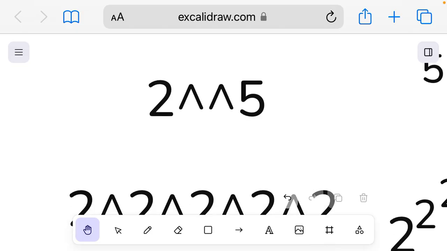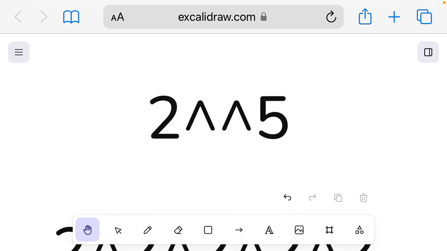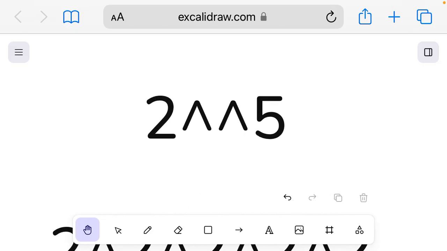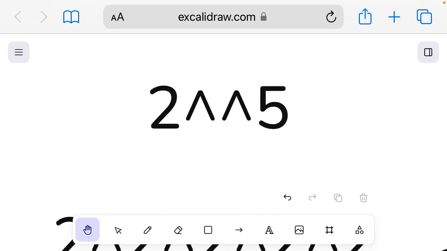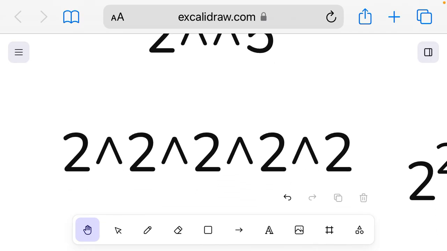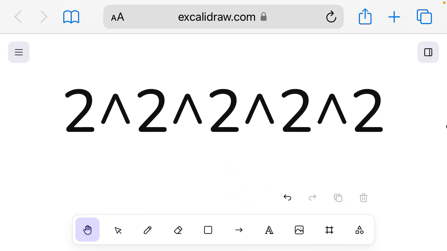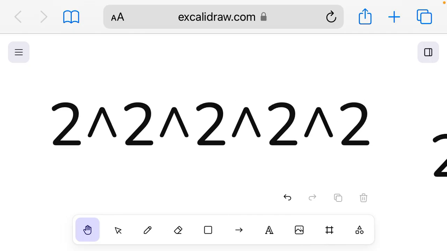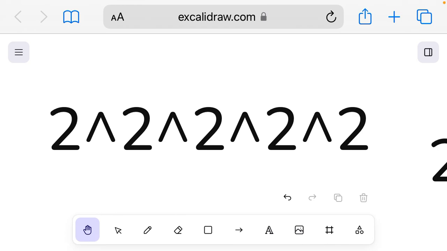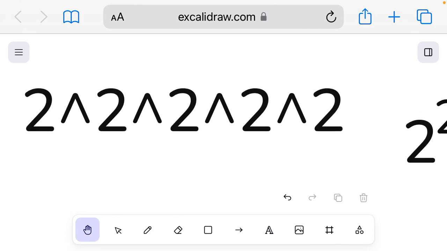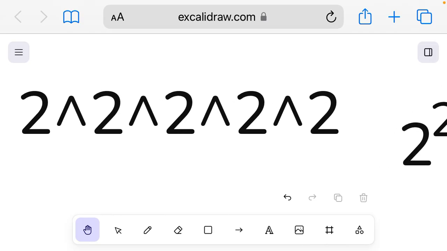But anyway, if you want to write it using carets, the upside down V's, you want to write it like this. We have 2 to the power 2 squared. Oh no, 2 to the power 2 to the power 2 to the power 2 to the power 2. And remember, this is right tetration, so we start from the right side.